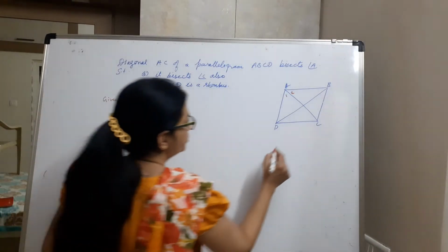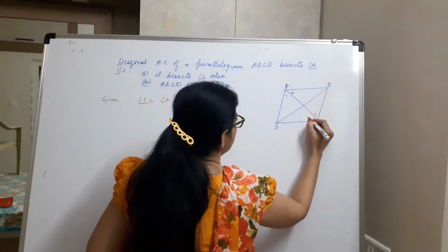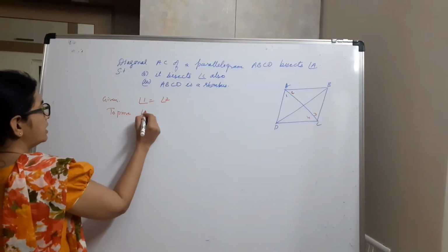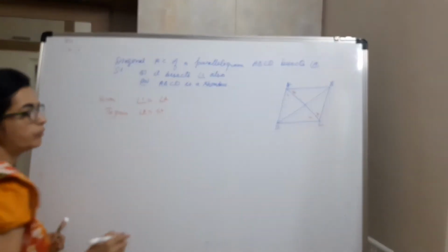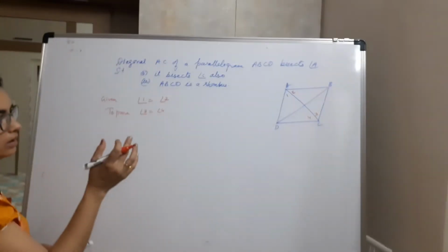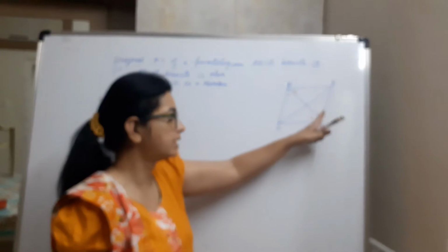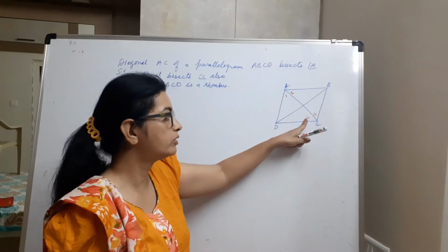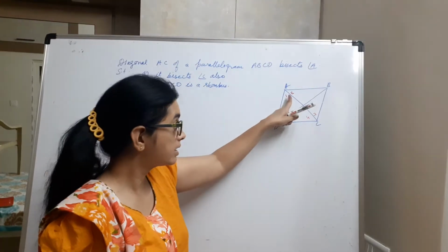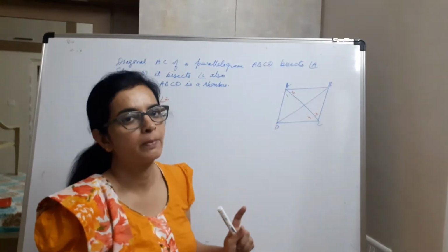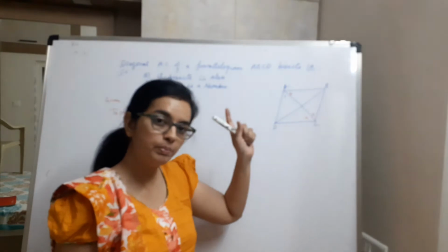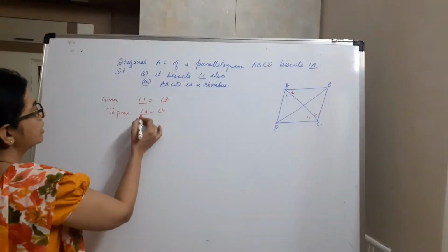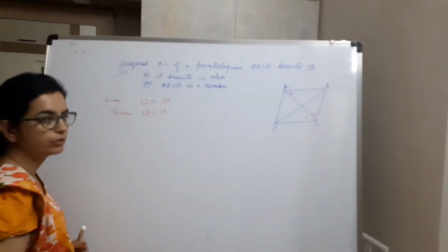And we have to prove 3 is equal to 4. To prove angle 3 is equal to angle 4. What we are trying to prove is that this diagonal is also bisecting angle C. If it is bisecting angle C, then 3 will be equal to 4. This is given and this is to be proved. 3 is equal to 4 is to be proved. It is not given. So let us try to prove how 3 is equal to 4.